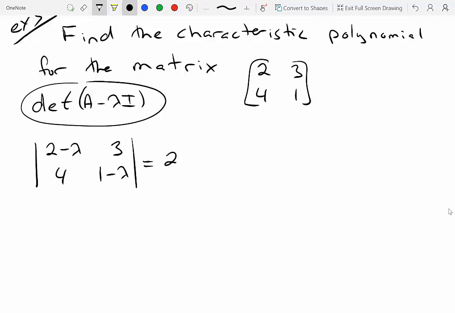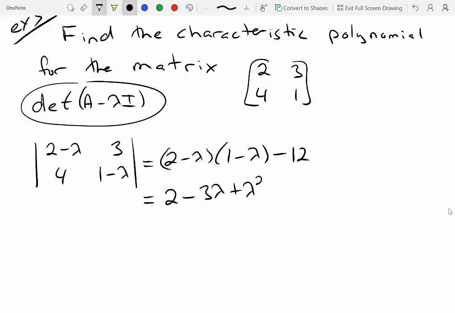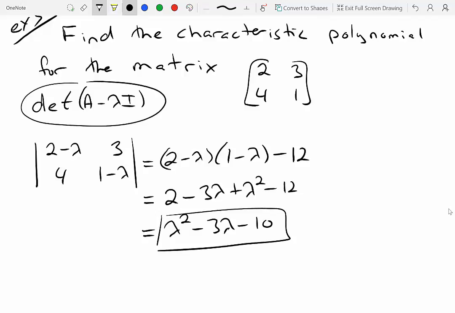So this would be 2 minus lambda times 1 minus lambda minus 4 times 3, which is 12. And then a little bit of algebra 1 will clean this up. 2 minus 3 lambda plus lambda squared minus 12 is equal to lambda squared minus 3 lambda minus 10. And this is the characteristic polynomial.